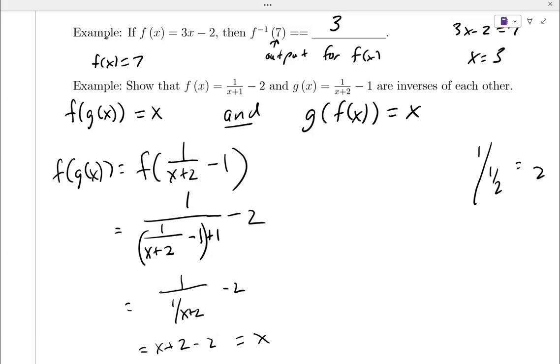Another way to think about this, of course, is that when you divide by a fraction, what do you really do? Multiply by the reciprocal, right? So this would be 1 times x plus 2 over 1. That's why we just get x plus 2. Again, we're just reciprocating a reciprocal. That's all we're doing there.